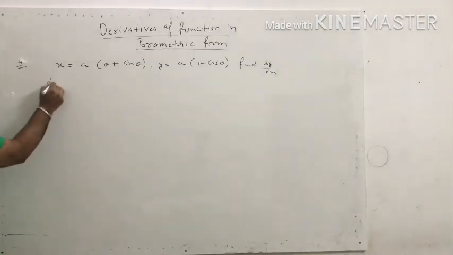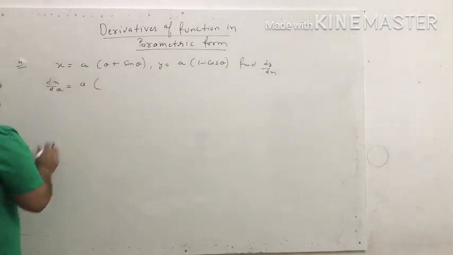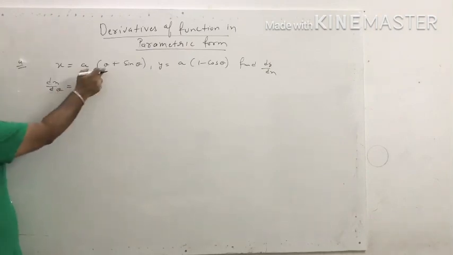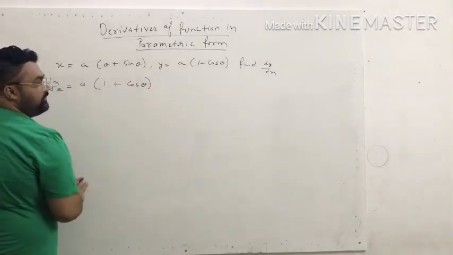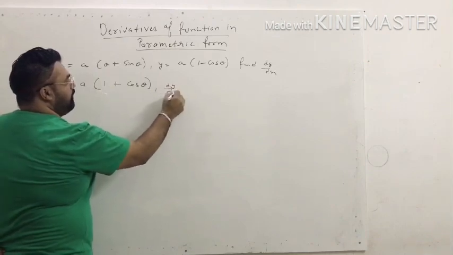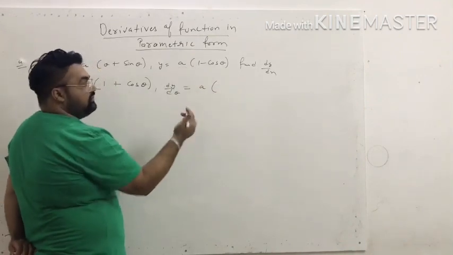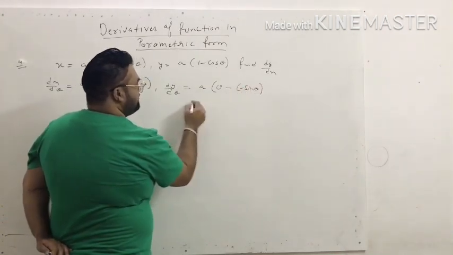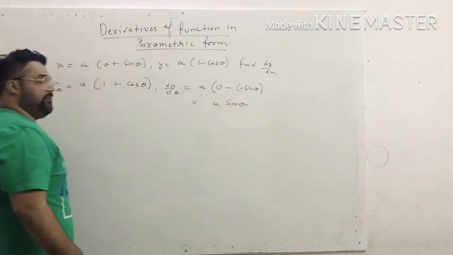Now, first equation, dx upon d theta. So a is constant, derivative of theta. We are doing the derivative with respect to theta. So the derivative of theta is 1. The derivative of sin theta is cos theta. Now dy upon d theta. Shift to the second equation. a is constant. The derivative of 1 is 0. The derivative of cos theta is minus sin theta, which is minus minus plus. This becomes a sin theta.